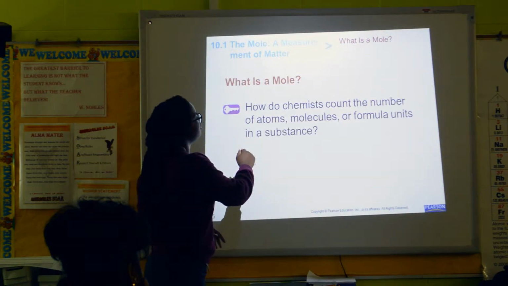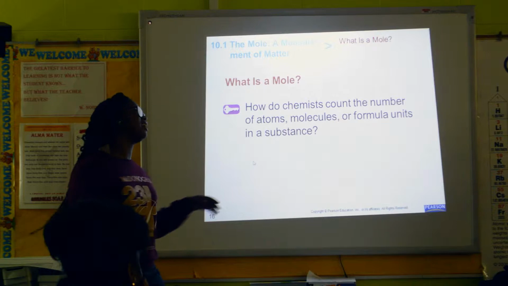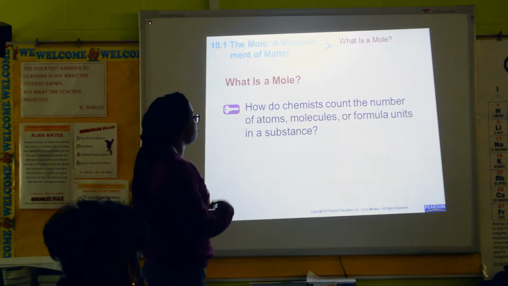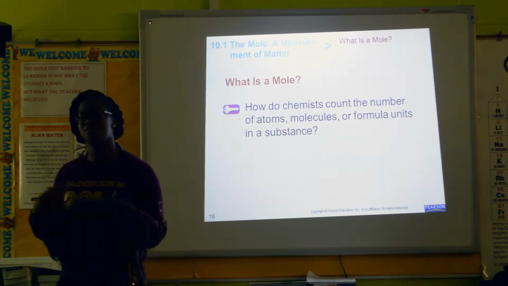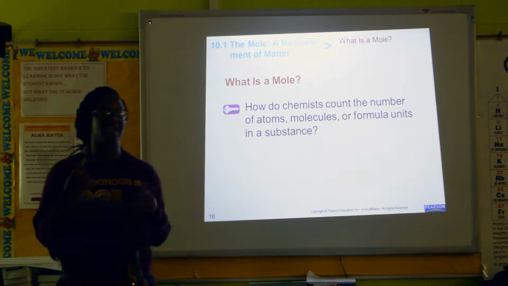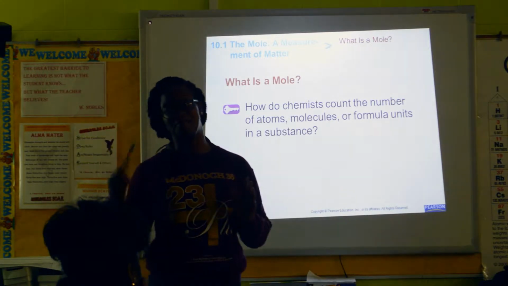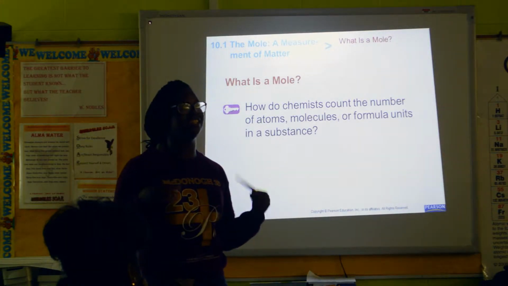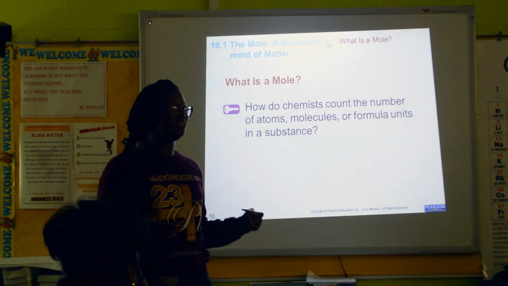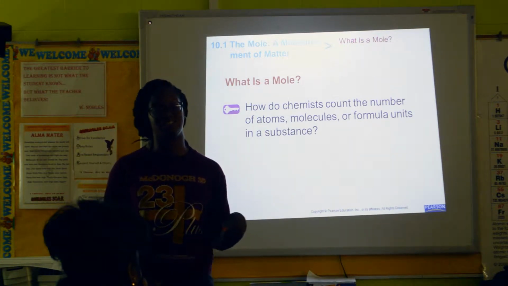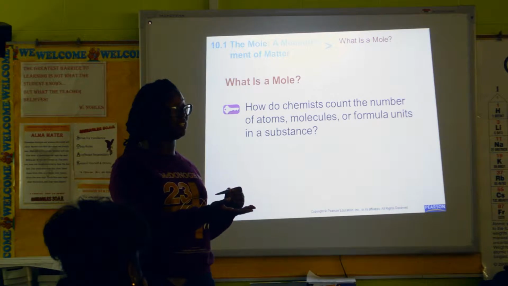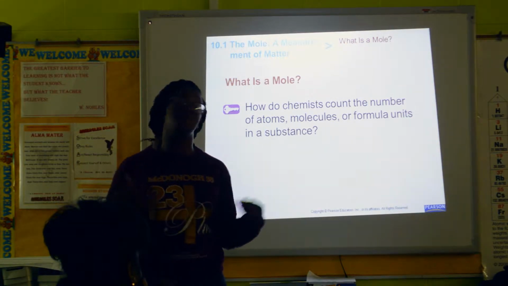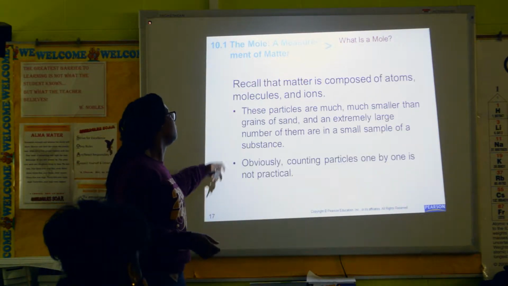So how do chemists count the number of atoms, molecules, or formula units in a substance? They use the mole. I know y'all are going to get tired of hearing me say this, but I'm going to constantly say it: just as easy as it is for you to say 1 dozen is equal to 12, I want you to always be able to tell me what a mole is equal to.